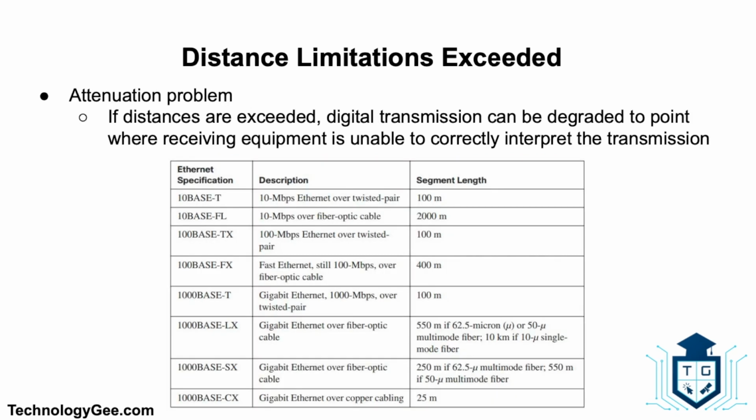Then we have distance limitations are exceeded. So if Ethernet devices are interconnected using a cable that exceeds the Ethernet distance limitations for the cable type, a digital transmission between those devices can be degraded to the point where the receiving equipment is unable to correctly interpret the transmission. Attenuation is the technical category for this problem. Therefore, a network design should consider distances between devices.